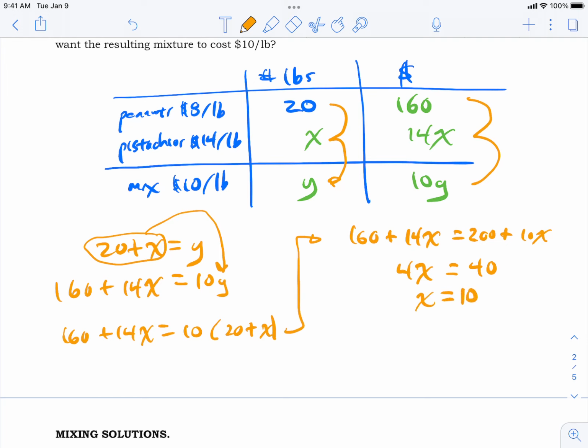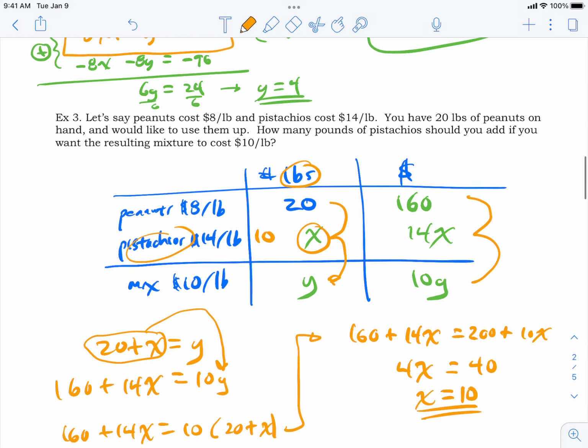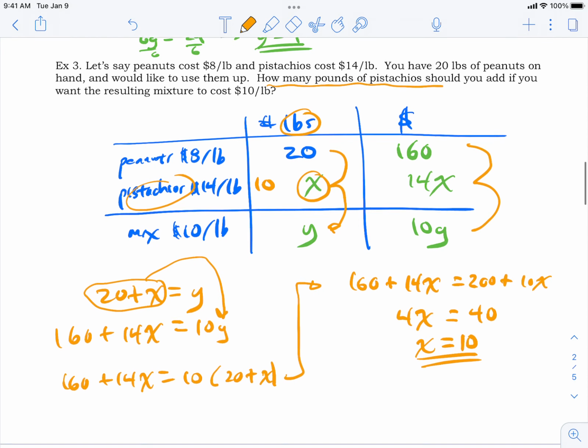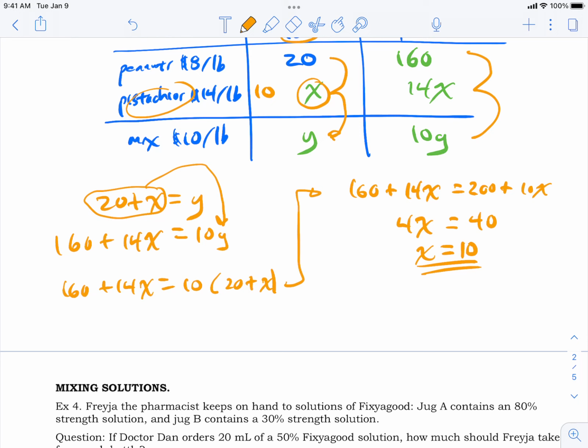And boy, this comes out nice. 10. So the x is 10. Where's the x? The x is here. What's the x? The x is how many pounds of pistachios? 10 pounds of pistachios. Wasn't that the question? That was the question. How many pounds of pistachios? The answer is 10. Add 10 pounds of pistachios. Cool.